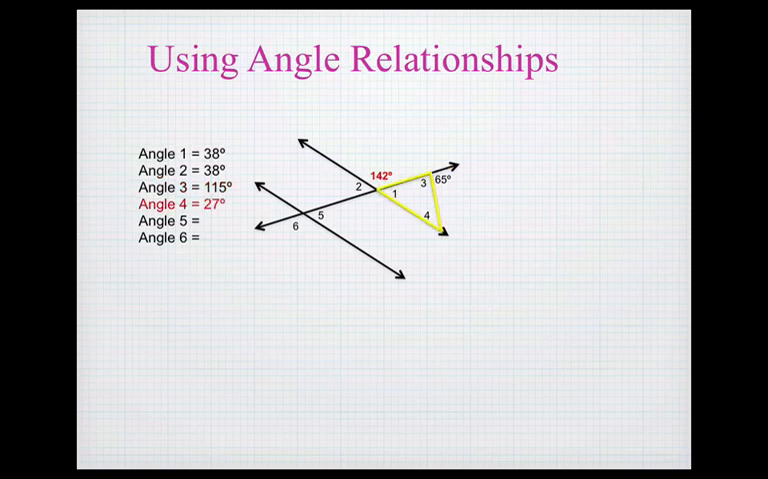Look at the triangle formed by the yellow lines. The three angles in a triangle always add up to 180. Angle 1 and angle 3 add to 153. Subtract that from 180 and you get 27 degrees for angle 4. I see the Z here for angles 2 and 5. That makes them alternate interior angles, so they're congruent. Angle 5 is equal to angle 2, which is 38 degrees.